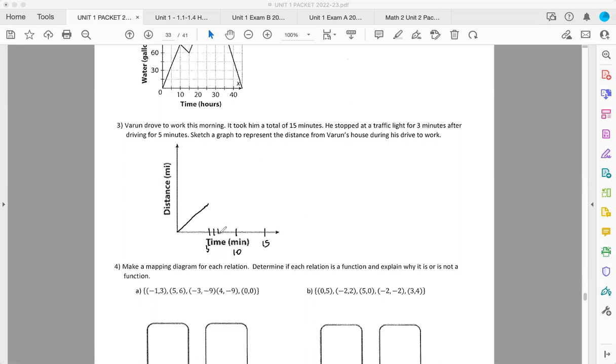Maybe 6, 7, 8, 9, 10. So this would be the 8th mark here, the 8th minute. So he drove, and then he stopped for 3 minutes. So this should map down to 8, okay? And then what happened? Sketch a graph to represent. He stopped at a traffic light. That's it.